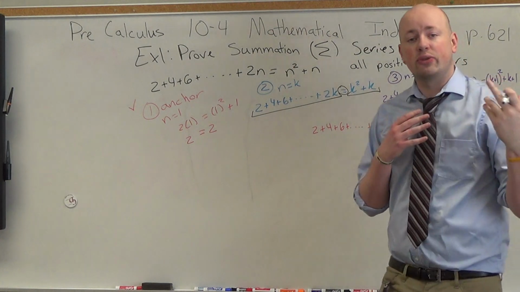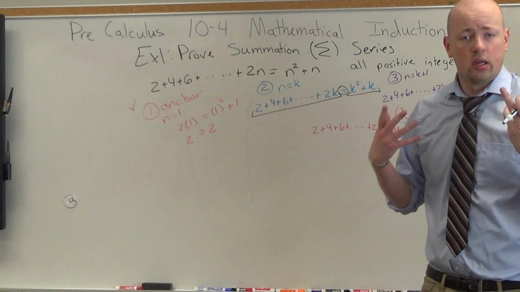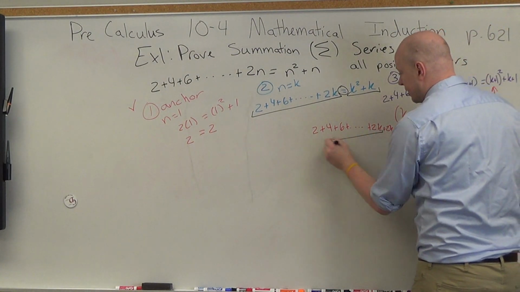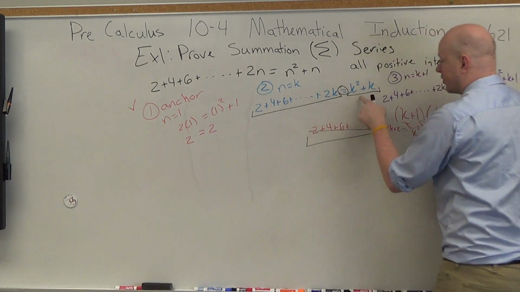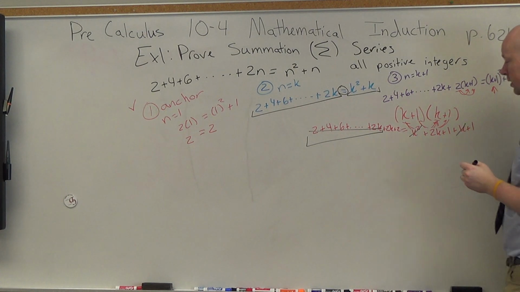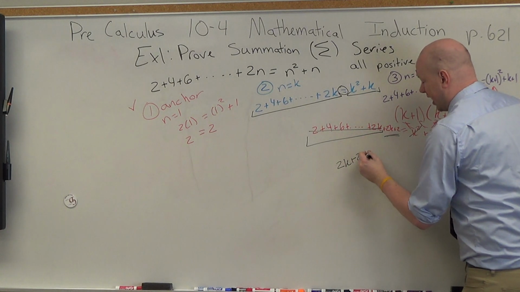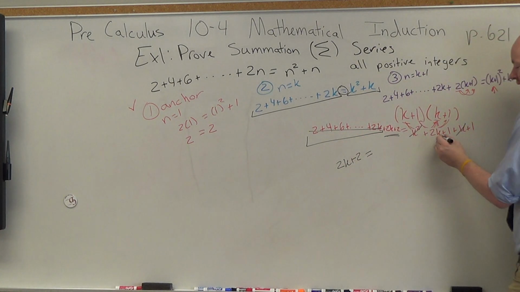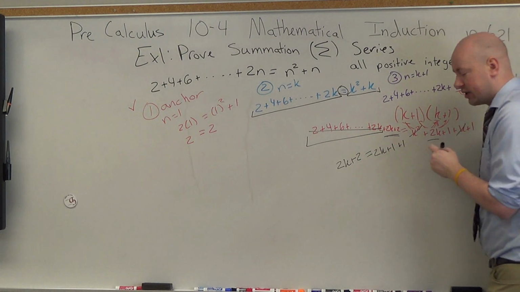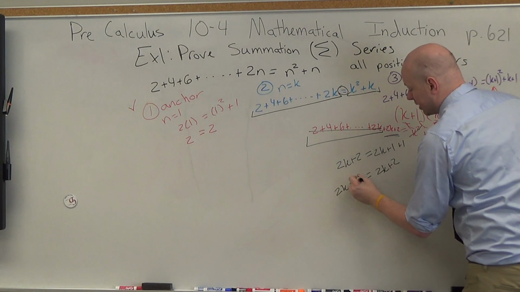So if they're equivalent, I subtract from both sides. Am I really changing the integrity of the equal sign? No, I'm not. They're the same value. So I can subtract this entire term if I subtract k squared plus k on the other side. So all I'm left with is this 2k plus 2 on that left-hand side. And all I'm left with on this right side is 2k plus 1 plus 1. Obviously, combining terms, 2k plus 2 equals 2k plus 2.